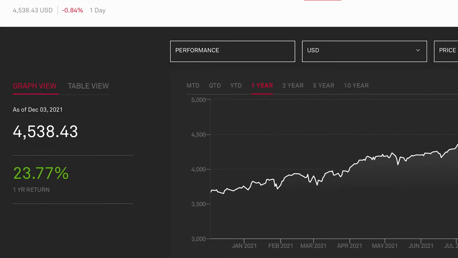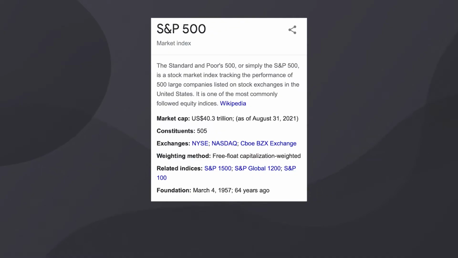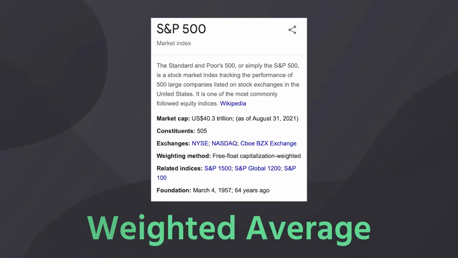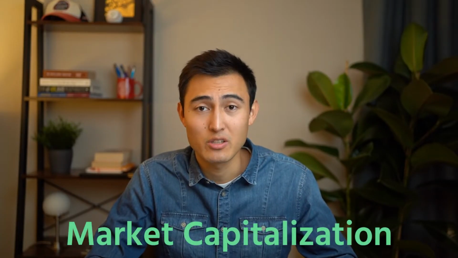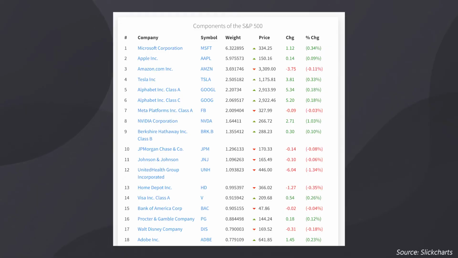And you might wonder, how is this level calculated? It actually depends on the index you're looking at. If we look at the S&P 500, for example, it's a weighted average. So the bigger the market value of a company, also known as the market capitalization, the more weight it's going to have. In this table, you can see the weight breakdown. Microsoft currently has the largest market capitalization, so it gets the biggest weight. And from there, because all the other companies have a smaller market capitalization, they have lower weights.